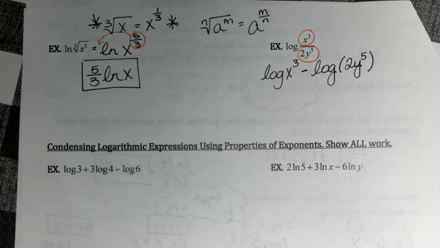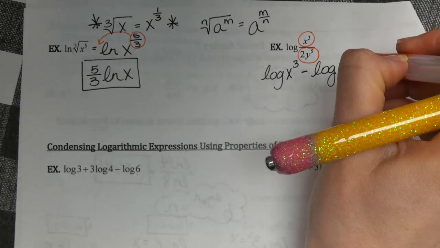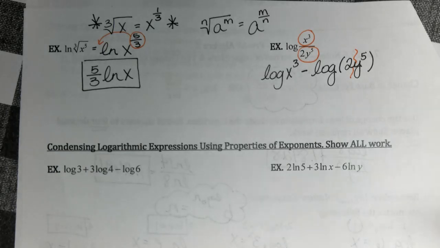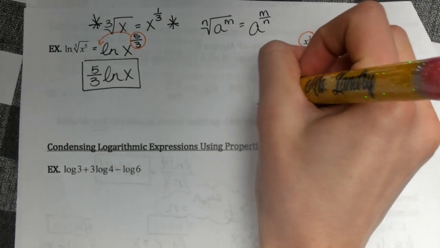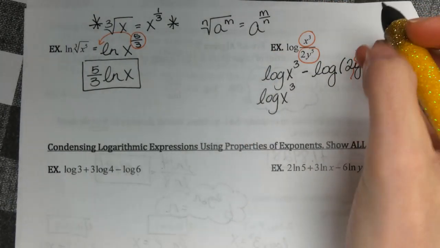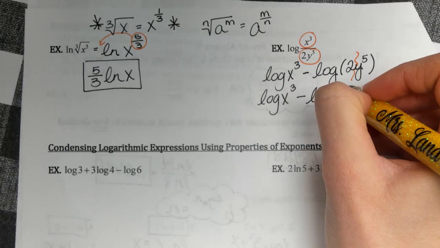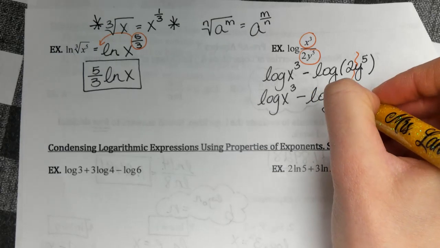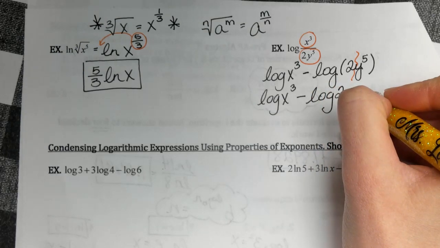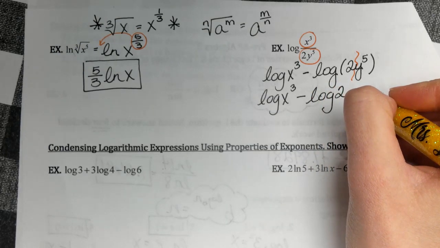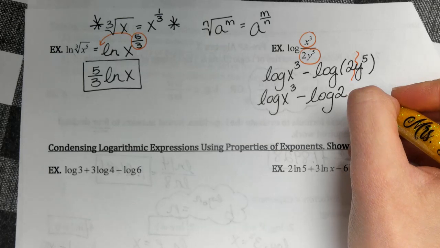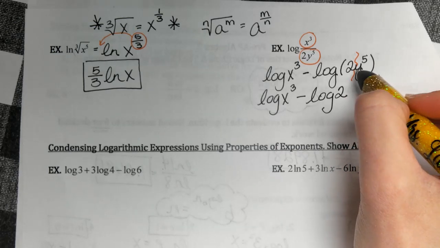Okay? So I have two terms in my denominator. I need to split this. So I'm going to have log x cubed minus log of 2. Now, am I going to have a minus or a plus for y to the fifth? No, it's just 2y to the fifth.